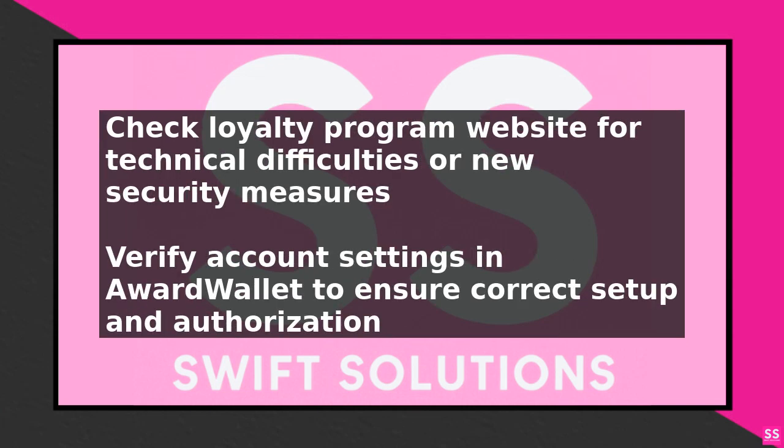It is also important to check your account settings in AwardWallet. Ensure that your account is set up correctly and that you have authorized AwardWallet to access your loyalty program account. You can do this by going to your account settings and checking the box next to the loyalty program you are having issues with.